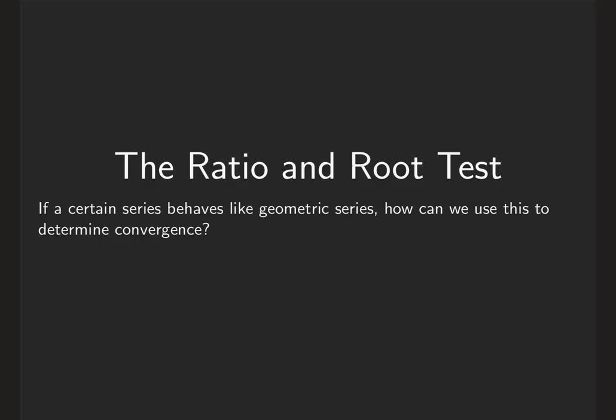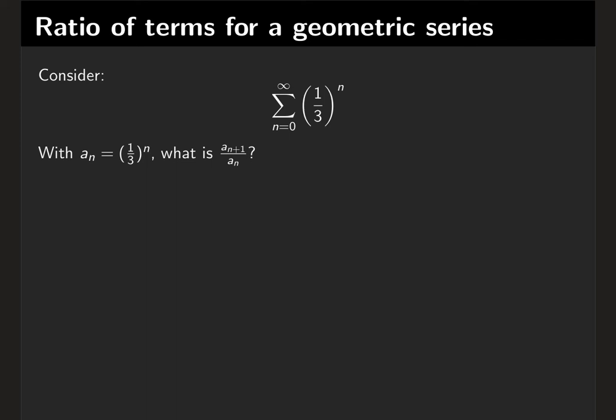So the idea is that if a certain series behaves like a geometric series, can we use that to determine convergence? So let's spend some time looking at this geometric series, with 1/3 to the n as our terms. We know that this is a convergent geometric series because the base is 1/3 and the magnitude of that is less than 1. And now we ask what it looks like when we take the ratio of the terms of 1/3 to the n.